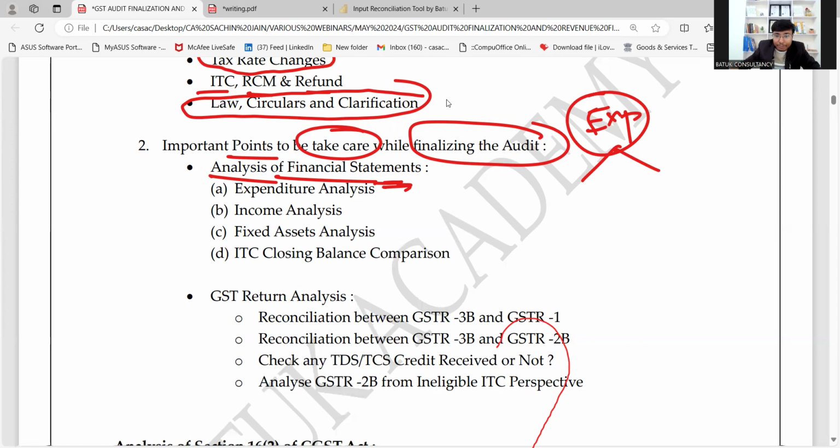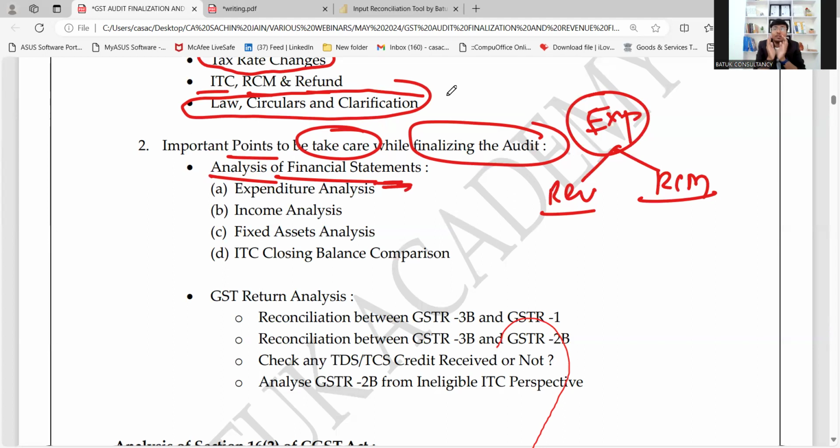One is from the input reversal perspective, another is from the RCM perspective, because we all know that there is a specific list in section 9 subsection 3 for the goods and services on which RCM is applicable. And if there is any expenditure, suppose sales promotion expenditure, advertisement expenditure, or losses related to fire, in that case input should be reversed.